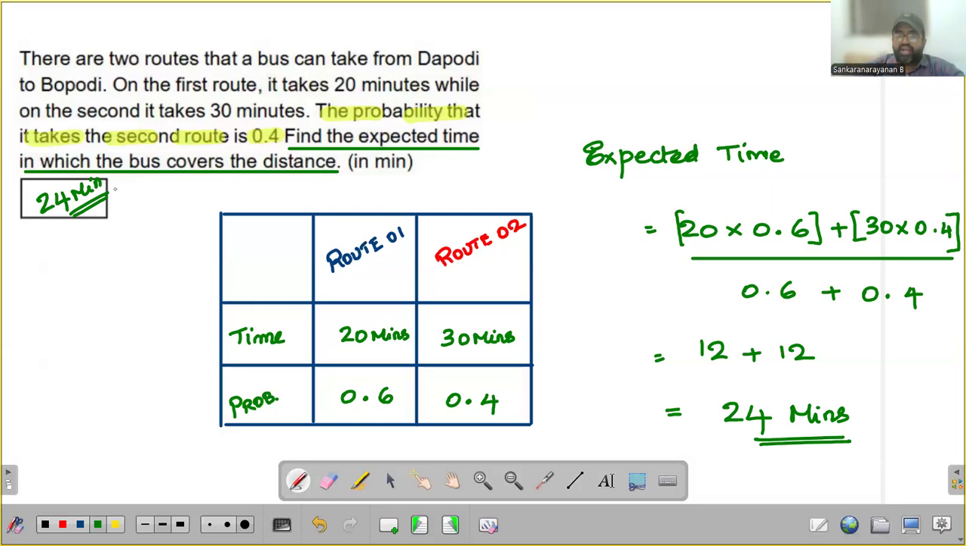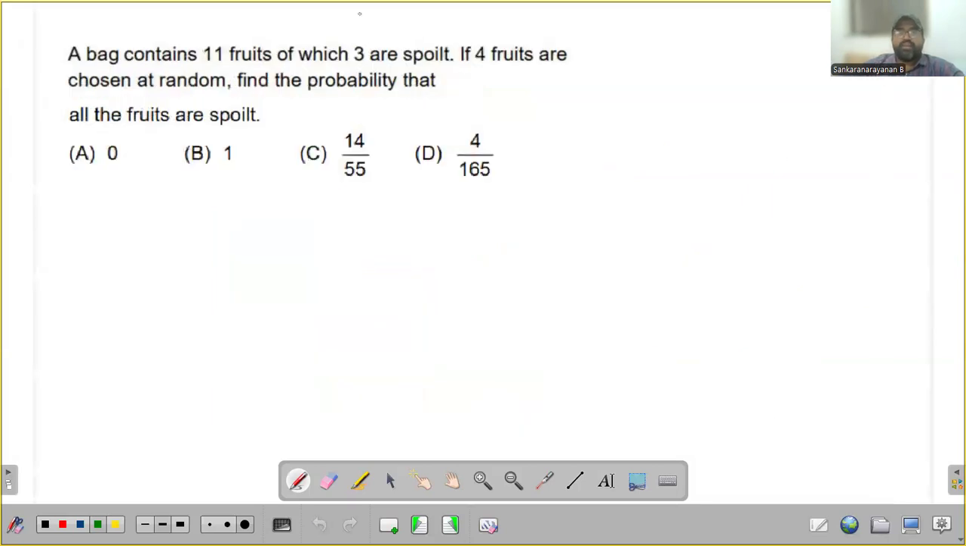Now, let's go ahead with the next question. Here it is given a bag. It contains 11 fruits, out of which 3 are spoiled. So total, it is 11. We can see that 3 of them are spoiled, which means the remaining 8 of them are good ones. Okay, good ones. So 8 plus 3 is 11. Now, it is given 4 fruits are chosen at random. Okay, find the probability that all the fruits are spoiled.